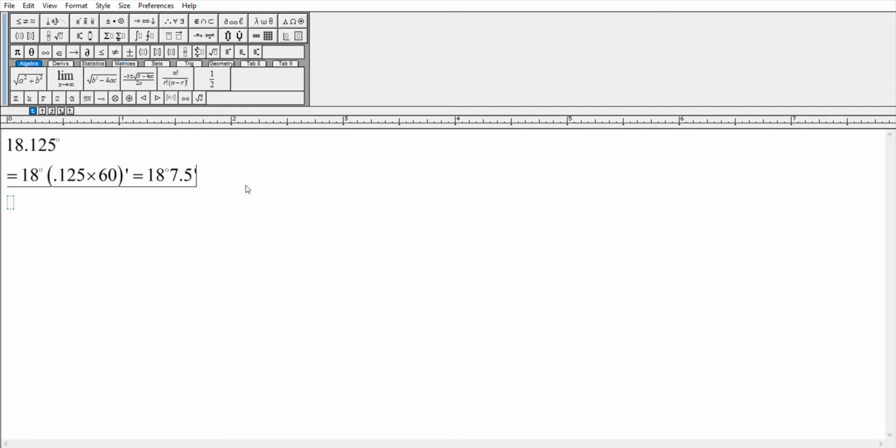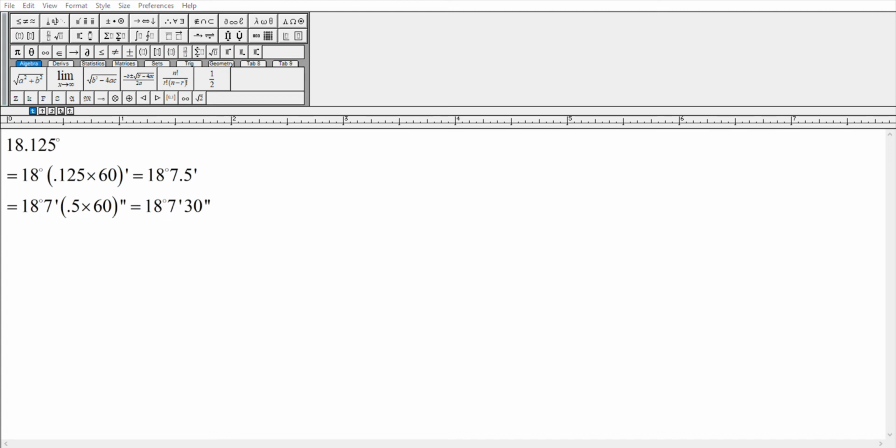Now you keep going because you have a decimal. You take the 0.5, that's the decimal, and you just repeat that again by 60. So I multiply the 0.5 times 60, and that gives me 30, which is the amount of seconds. So my final answer, 18.125 degrees, is equal to 18 degrees, 7 minutes, and 30 seconds.